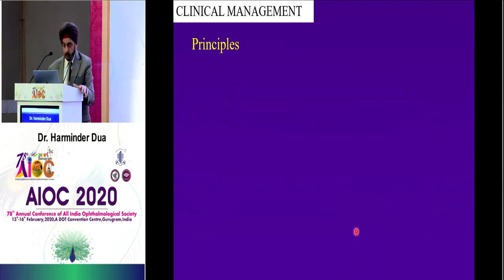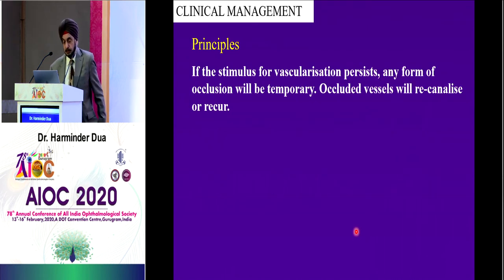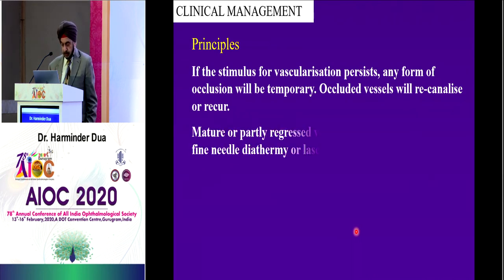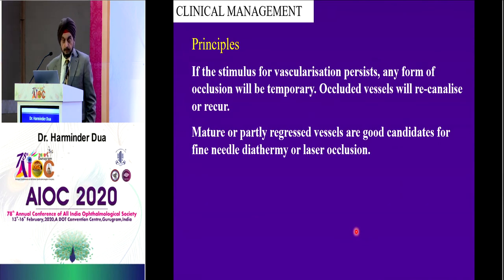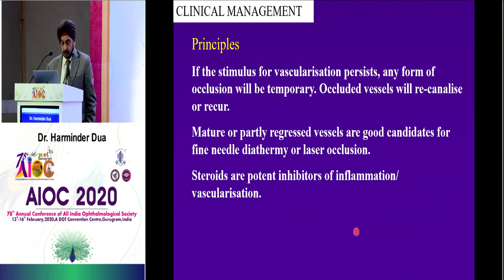So in summary, the principles are, if the stimulus of vascularization persists, any form of occlusion will be temporary and they can recanalize. Mature or partially regressed vessels are good candidates for fine needle diathermy or laser, but not for Avastin or Lucentis. Steroids are potent inhibitors.